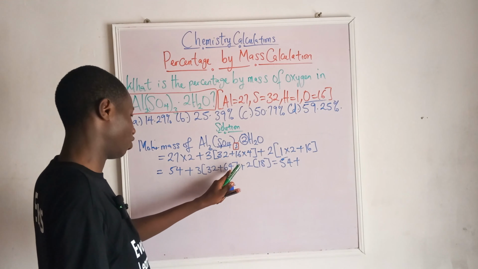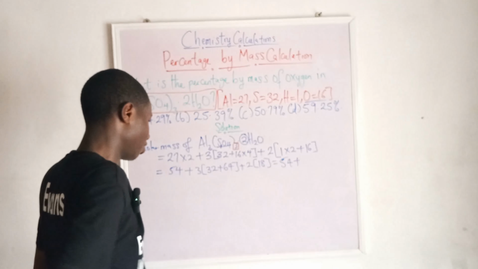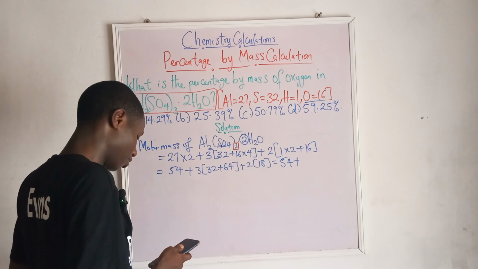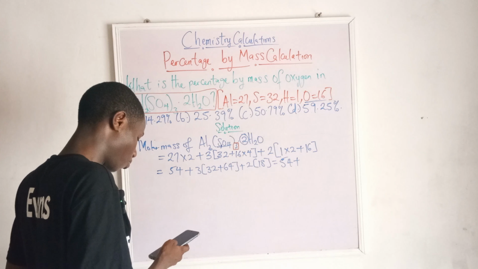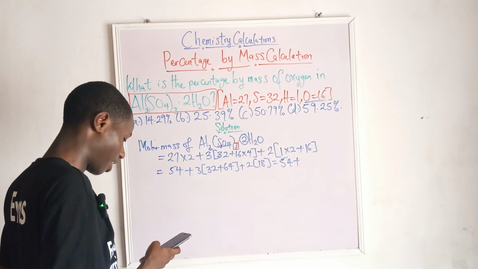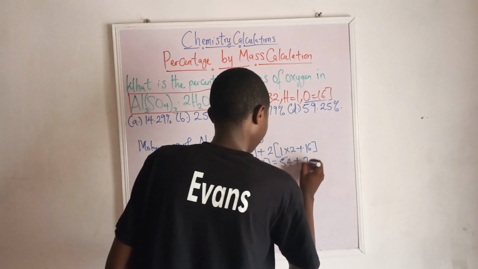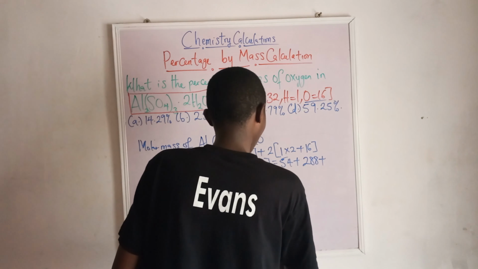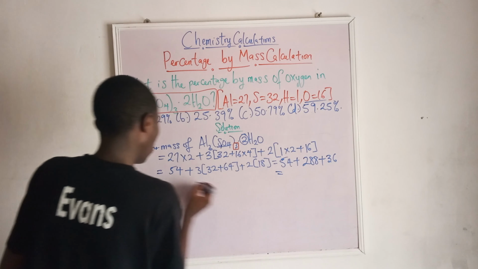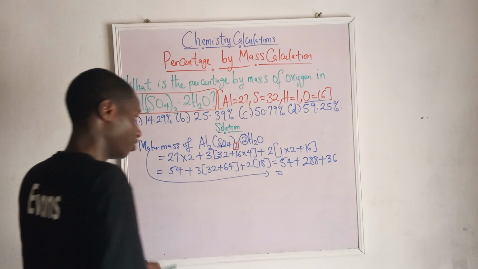So 32 plus 64, let me use my calculator to make things easier and faster. That would be 96, right? 96 times 3, let's not waste time, that's 288. 288 plus 2 times 18, that will be 36. So the next thing we are now doing is the whole molar mass of the whole compound. So just write it here. I cannot write it because of our time. So just add everything together.